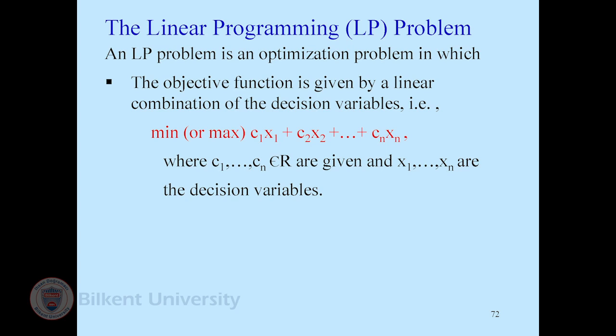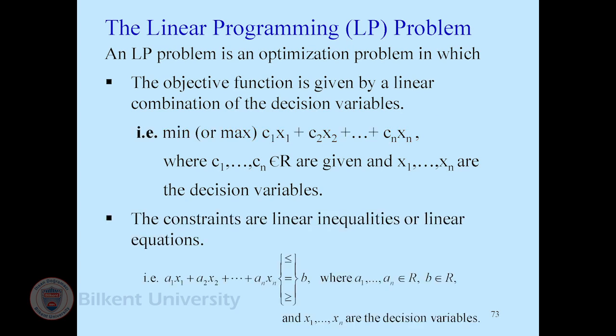c1x1 plus c2x2, because it's linear. I have to have linear functions there, all right? So if I'm in Rn, if my variables were from x1 to xn, okay? Then I'm either minimizing or maximizing a linear function of my variables. That's my objective function. Subject to my constraints.